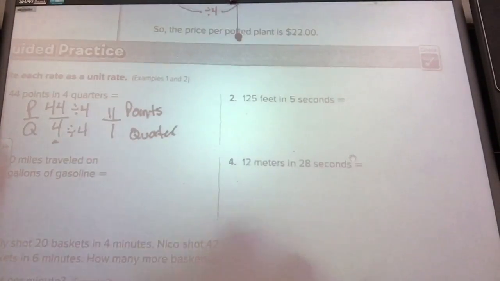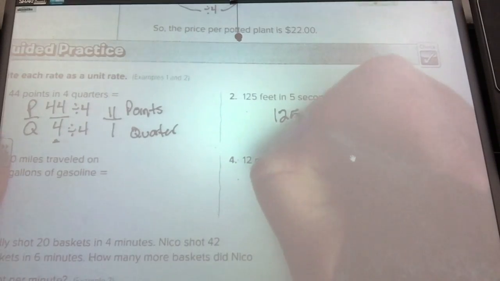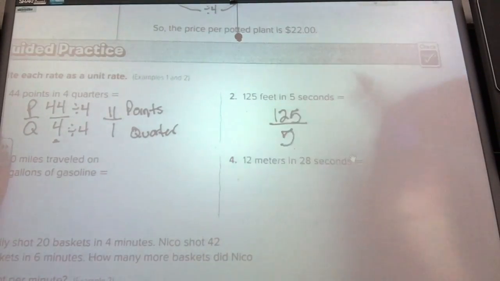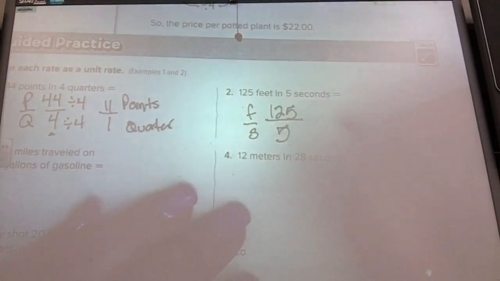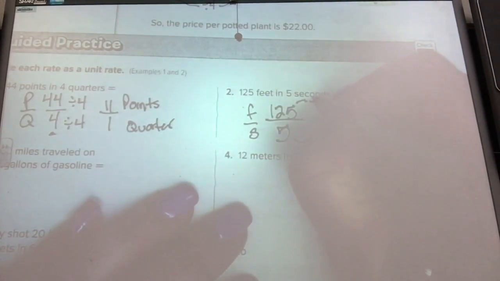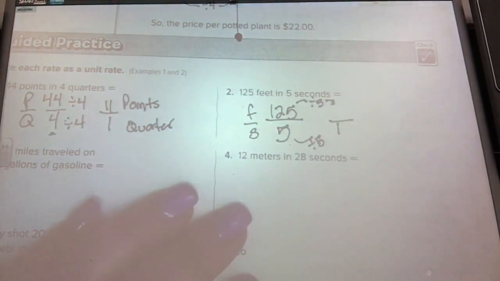How about number 2, 125 feet in 5 seconds. Feet in seconds. To get this down to 1, we're going to divide by 5, give you 1. What you do on the bottom, do on the top. 125 divided by 5. Well, that would be, let's see, 20 goes into, would it be 25? Well, let's go off to the side and find out.